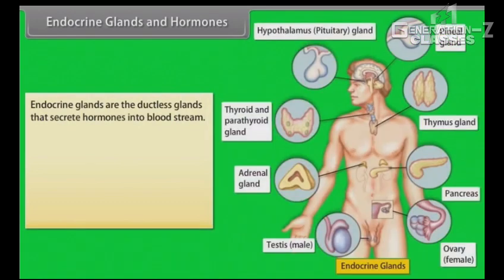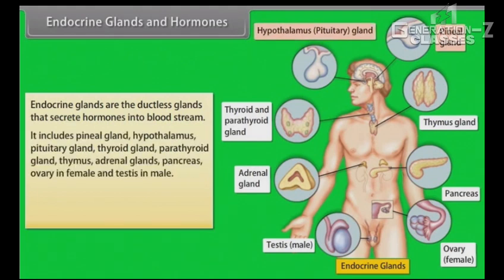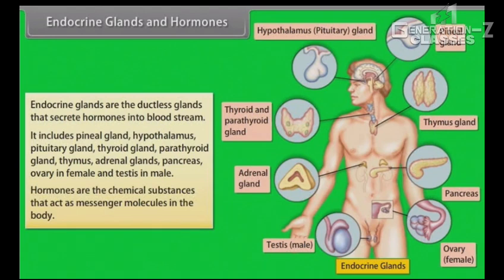Endocrine glands and hormones. Endocrine glands are the ductless glands that secrete hormones into the bloodstream. They include the pineal gland, hypothalamus, pituitary gland, thyroid gland, parathyroid gland, thymus, adrenal glands, pancreas, ovary in females, and testis in males. Hormones are the chemical substances that act as messenger molecules in the body.